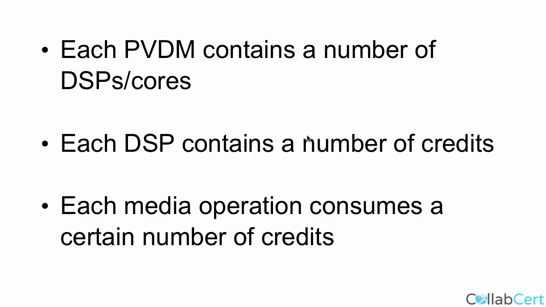So each PVDM3 module has a number of cores or DSP processors, and we'll take a look at the difference in the number of cores in each of the different types of PVDM3s that we have. Each DSP, each core, contains a certain number of credits, and those credits can be allocated by whoever's configuring the gateway to support transcoding sessions, conference bridge sessions, or just for your bearer channel termination.